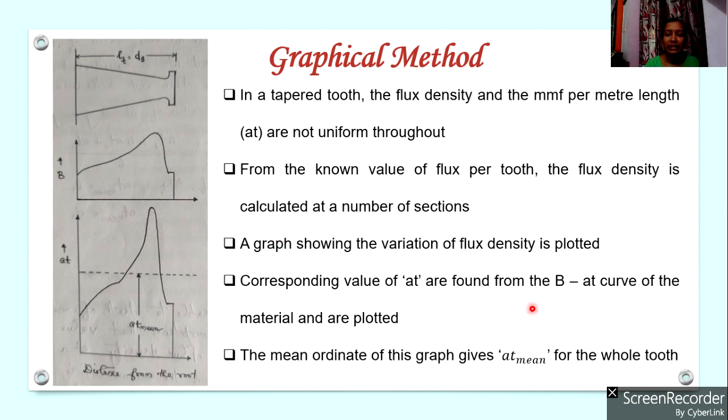So from that curve, find out the value of mmf per unit length AT corresponding to different values of B. Then plot those values in a curve where y-axis contains the values of mmf per unit length AT, and x-axis is the distance from the root of the tooth.